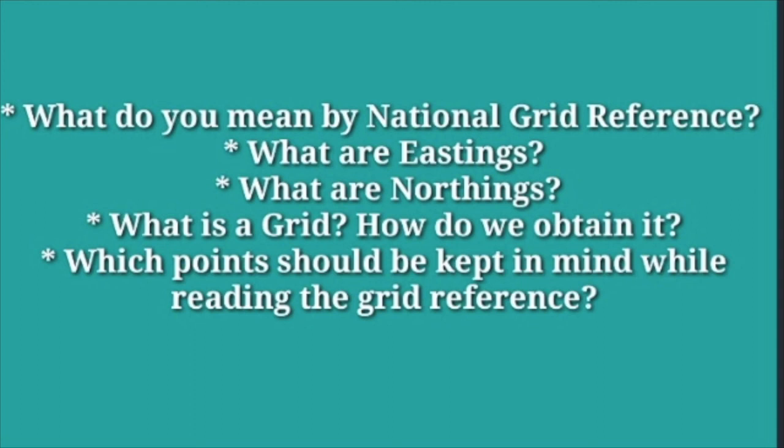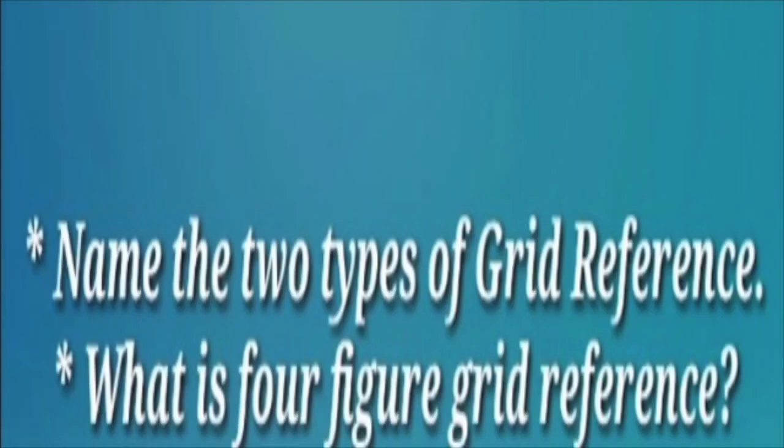Now children, let us recall our today's topic through a few cross questions. Number 1, what do you mean by national grid reference? Number 2, what are eastings? Number 3, what are northings? What is a grid? How do we obtain it? Which point should be kept in mind while reading the grid reference? Name the 2 types of grid reference. What is 4-figure grid reference?